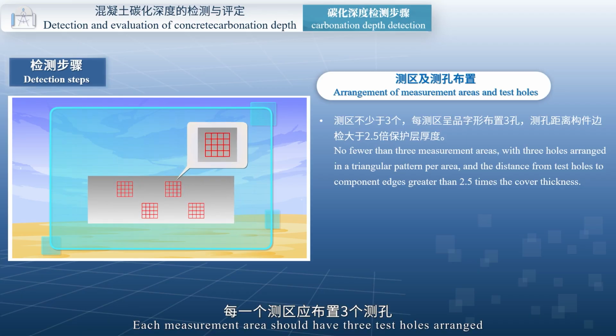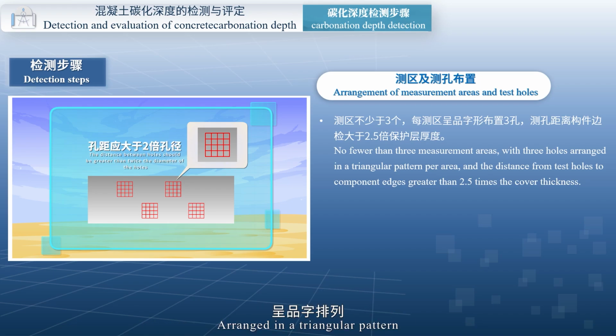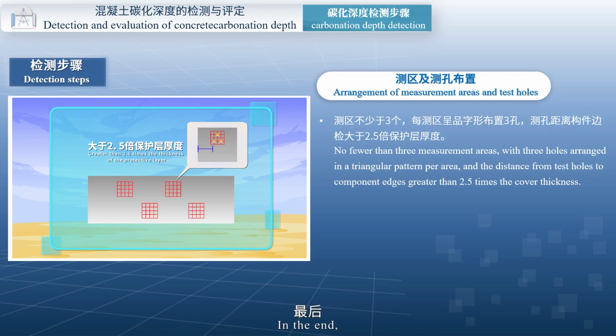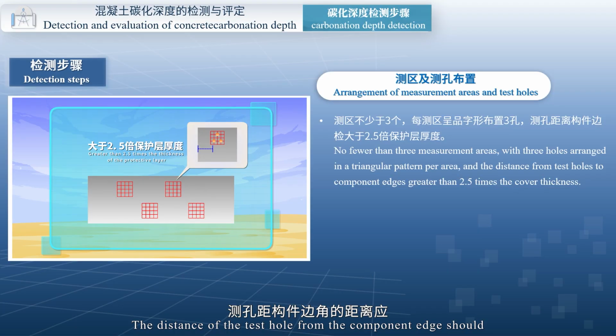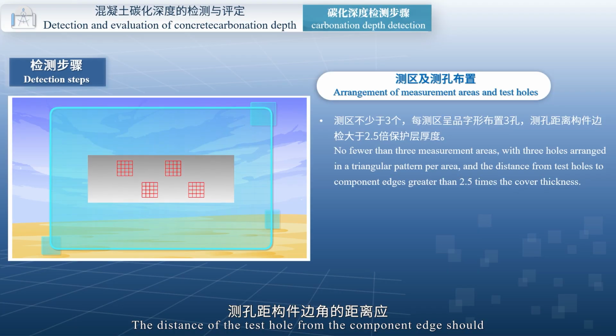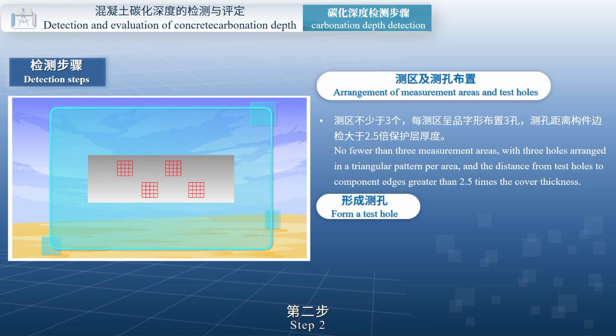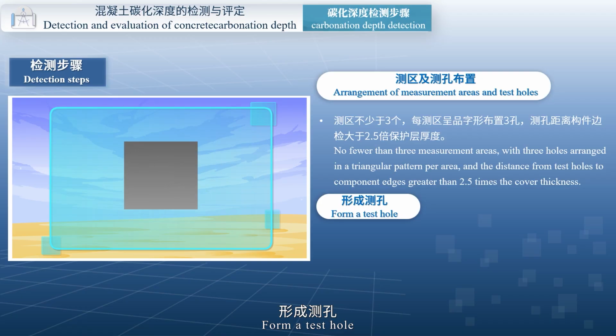Each measurement area should have 3 test holes arranged in a triangular pattern. The hole spacing should be greater than twice the hole diameter. In the end, the distance of the test hole from the component edge should be greater than 2.5 times the cover thickness.